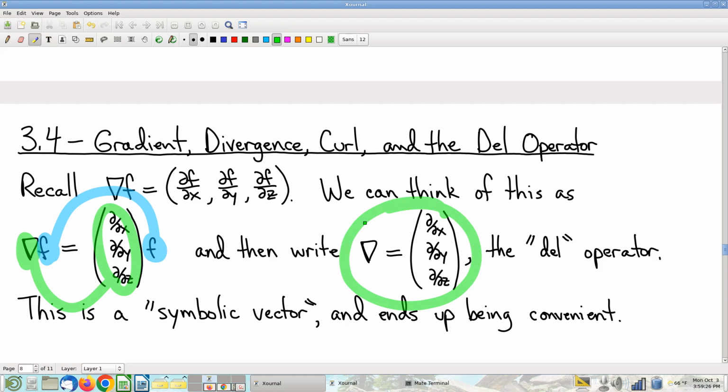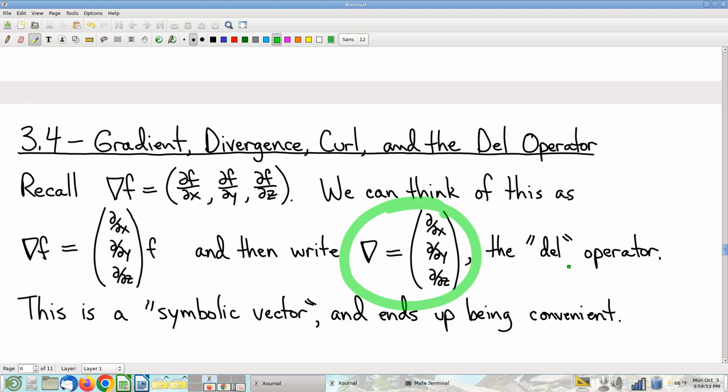We have not done this before, right? Previously, whenever we write this little upside down triangle, it has always been followed by a function. And the whole thing together we refer to as the gradient. Now I'm going to talk about the upside down triangle by itself, independently. Very weird.